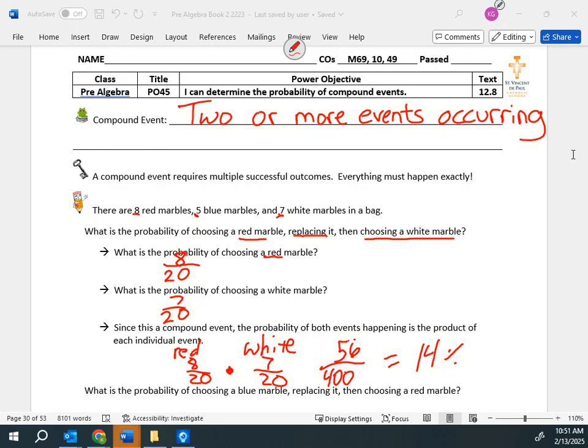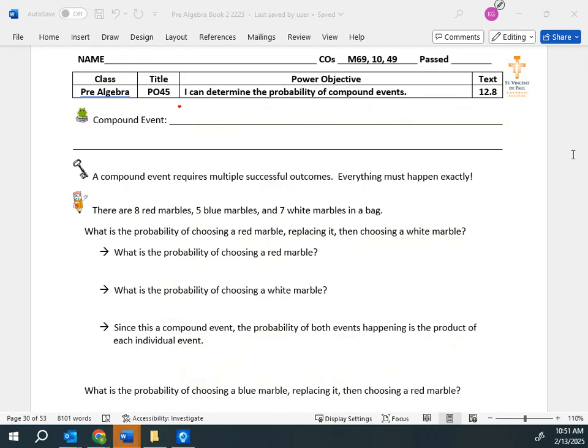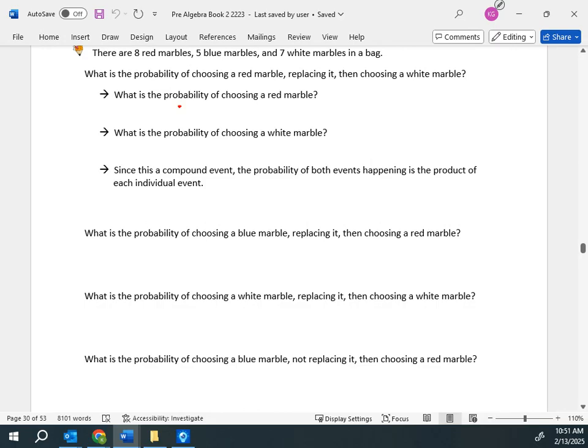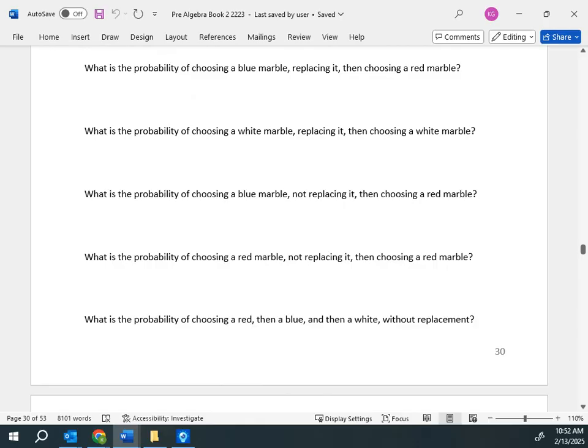So let's look at our next one. This one says, what is the probability of choosing a blue marble, replacing it, then choosing a red marble? So, how many events do I have happening? Harper? 2. I have 2 events. Choosing a blue and choosing a red. And yes, I do label it.